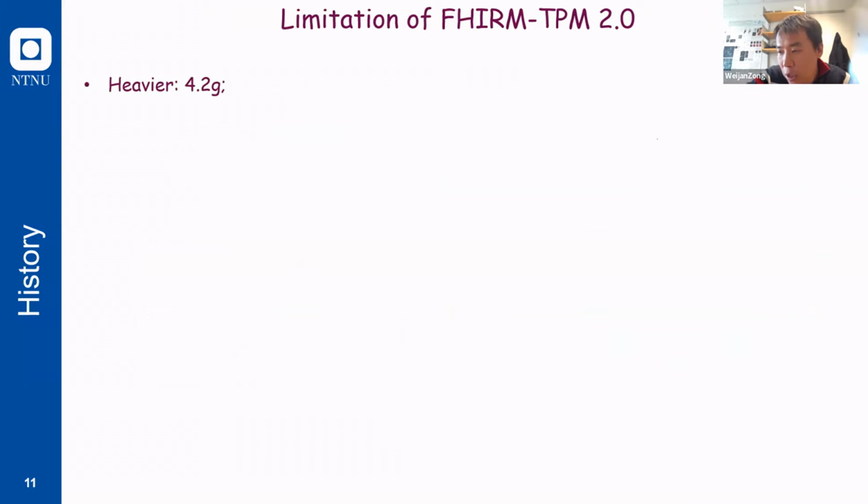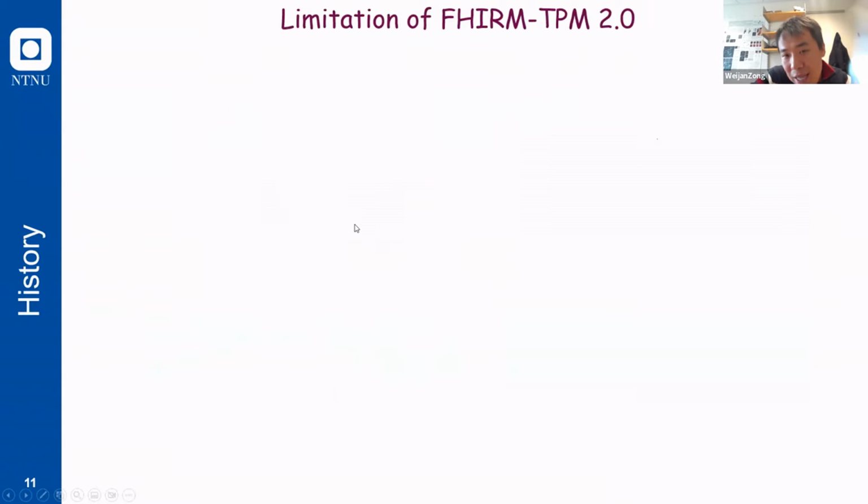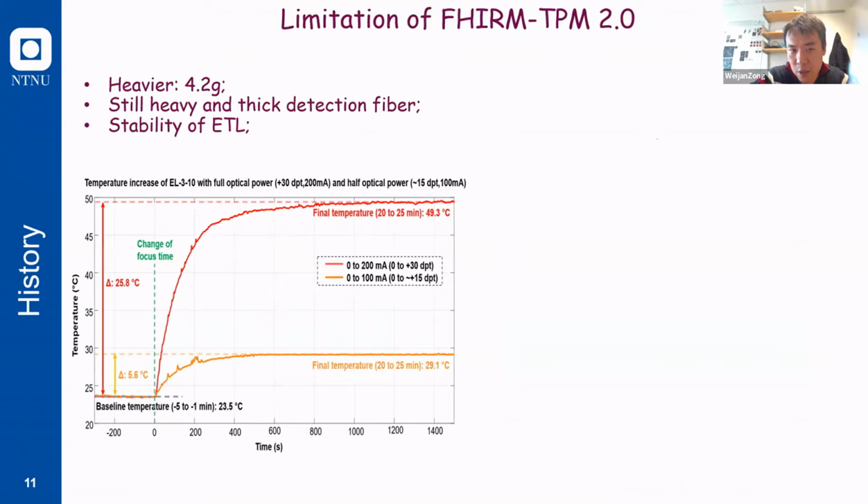However, the problem is that in order to increase the field of view and introduce this scanning module, the weight of this Miniscope is much heavier than the first version, reaching 4.2 grams. Also, this scope had to use a very heavy and stiff detection fiber to collect enough photons, which restricts the animals' behaviors. Another problem is that the electrically tunable lens we are using has a really severe thermal effect, which means that when we drive this lens to its maximum output power, we have to use 200 milliamps, and that increases the temperature by about 25 degrees after only about 5 or 10 minutes.